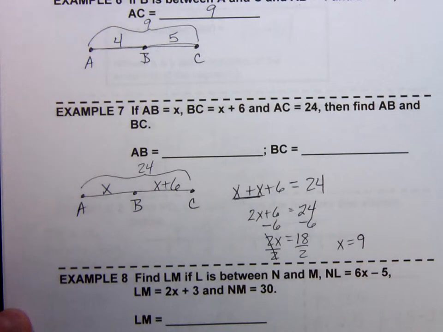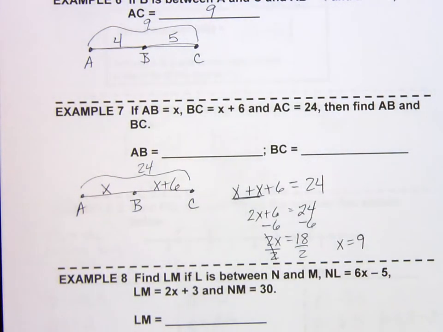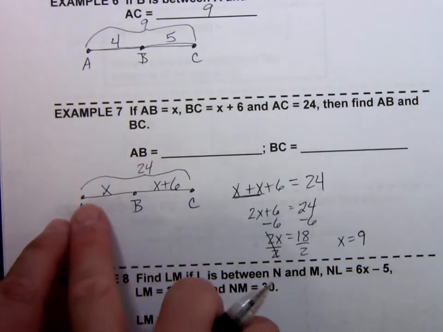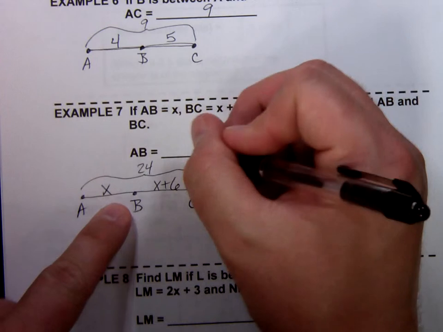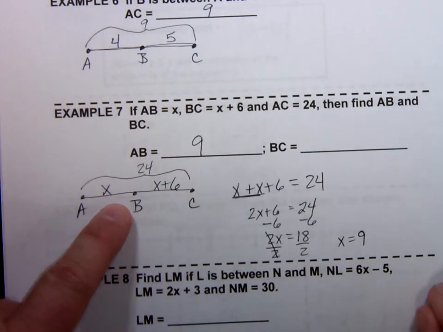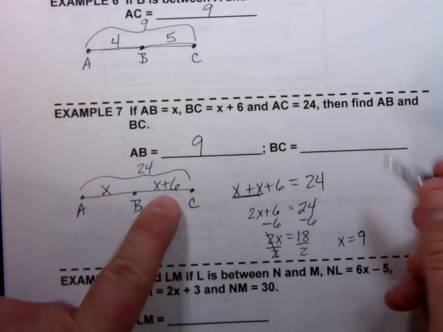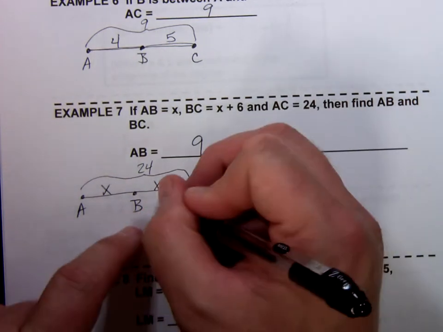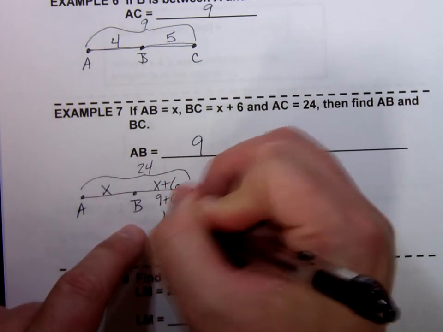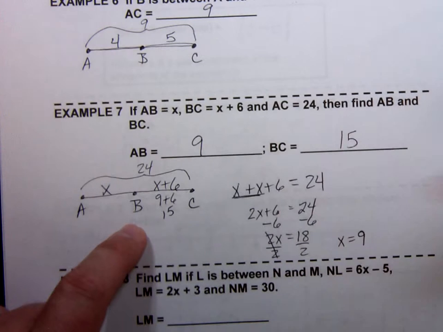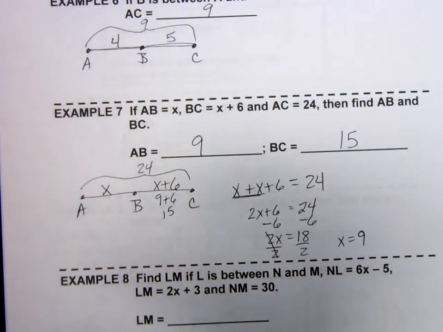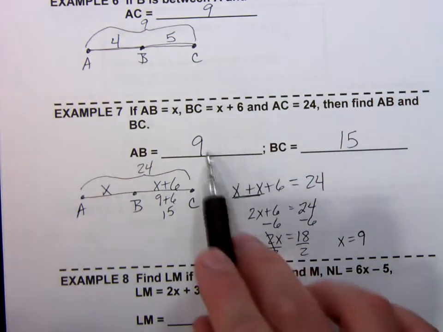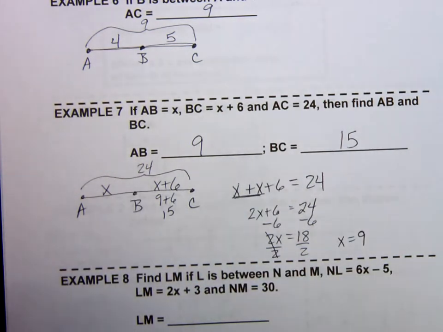Now that's what x is, but that's not our answer. It will be one of our answers, but we want to find the distance from A to B. The distance from A to B is x. Well, x is 9. That means the distance from A to B is 9. The distance from B to C is x plus 6. So if x is 9, we got 9 plus 6 is 15. So the distance from B to C is 15. And you can check yourself and make sure those add up to 24 to make sure you didn't make any mistakes. 9 plus 15 does add up to equal 24.